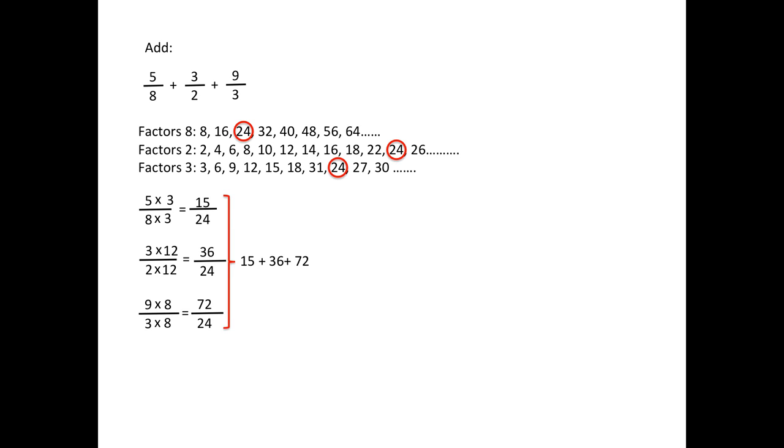Now I have the addition of 3 fractions with the same denominator. What are you going to do? You add the numerators. 123 is the addition of 15 plus 36 plus 72. And now the final answer is 123 divided by 24. This is another way to find the addition of fractions. This is the final answer.